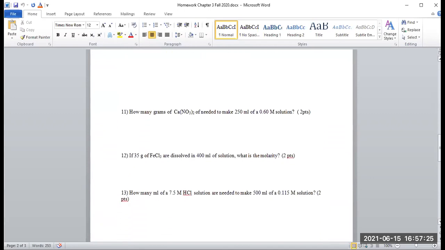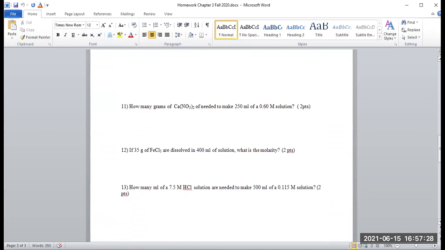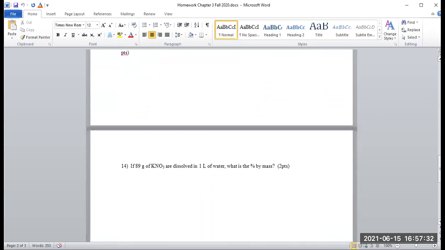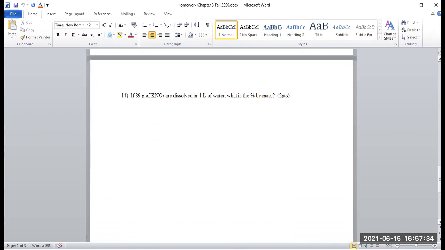solutions, molarities, dilutions, and the final, I think that's the last one on the page there. The final one is a percent by mass problem. So all of these are things that are covered by the chapter 3 notes and also in your chapter 3 textbook. So this makes homework due for chapter 3 then on Thursday midnight.